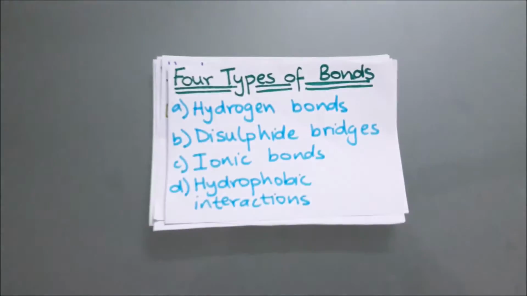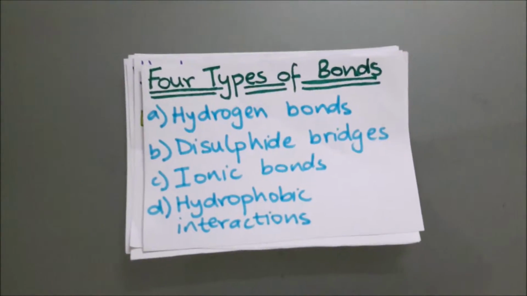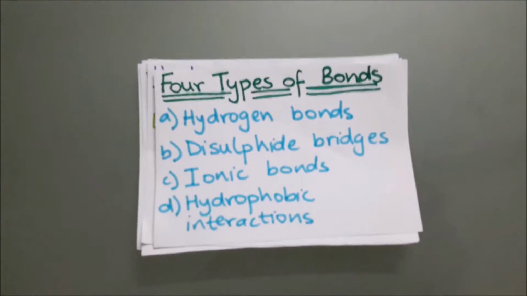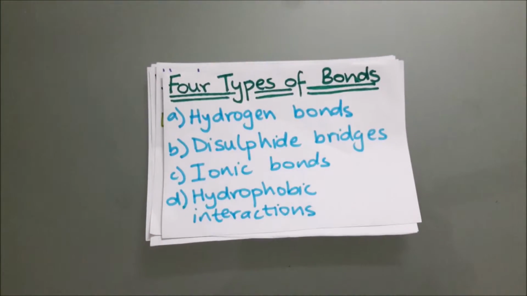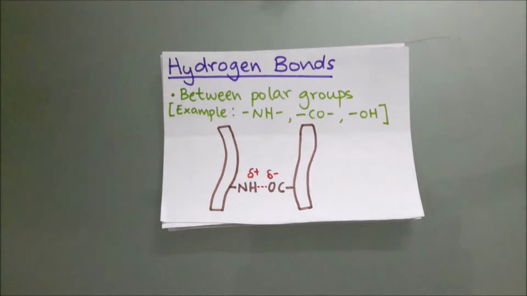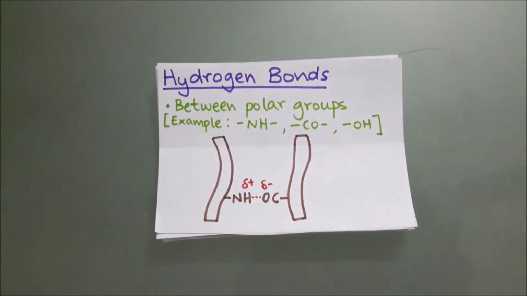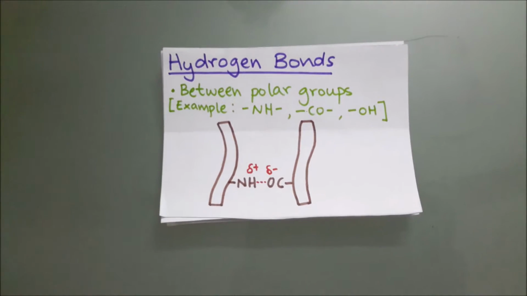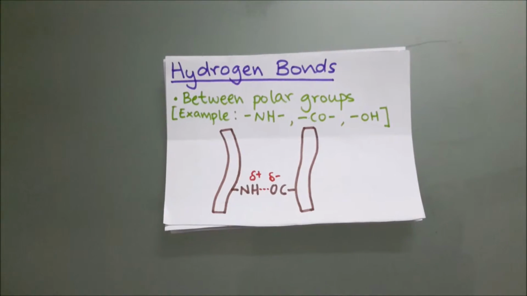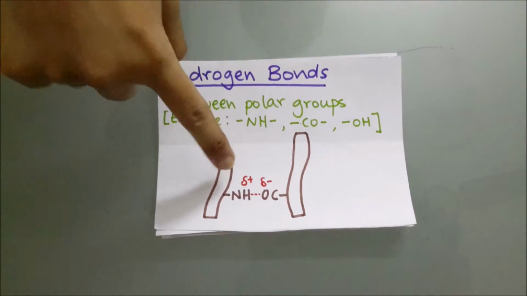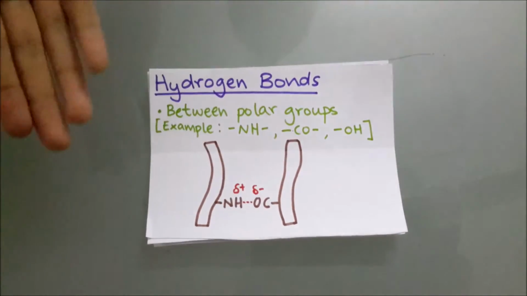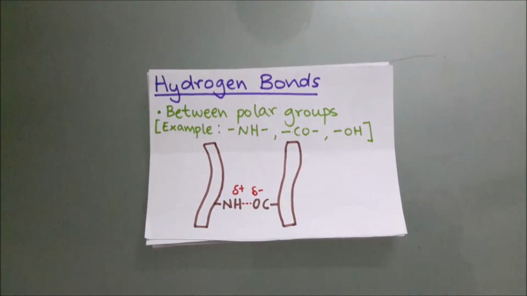So the 4 main types of bondings for the tertiary structure. You have the hydrogen bonds, the disulfide bridges, ionic bonds, and hydrophobic bonds. Hydrogen bonds. These occur between polar groups. Examples of polar groups would be the NH group, the CO group, and the OH group. As these are polar groups, they form delta positive and delta negative charges. This causes it to form hydrogen bonds.